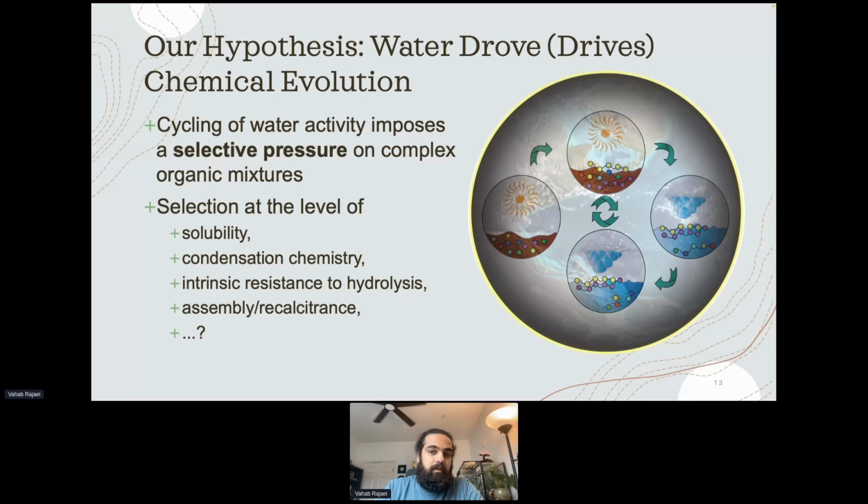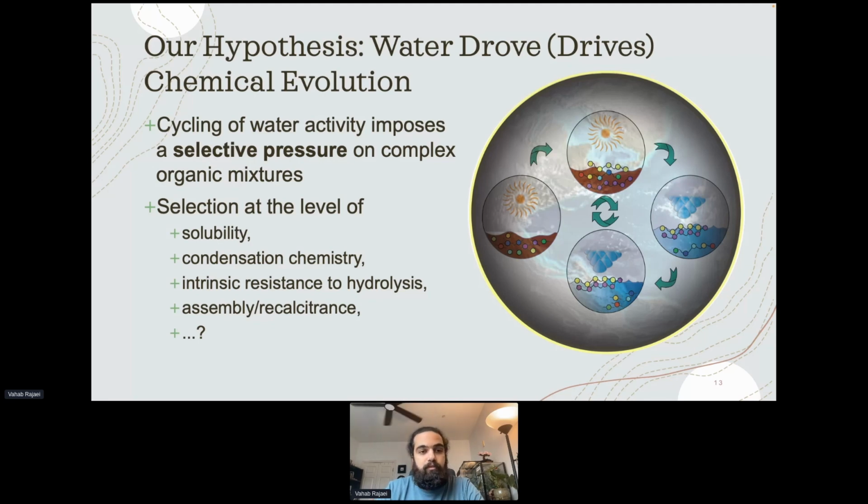Now that selective pressure can be imposed on a few different scales. One is at the scale of solubility, so what's able to even dissolve into water and what's not is going to be the first level of selection. We also need to consider the ability of the molecules that are going into solution to participate in the condensation chemistry needed to drive polymerization. After that, we need to consider resistance to hydrolysis. So there are different types of bonds that could form, and which ones are going to be able to resist hydrolysis better than others is a consideration, and there's going to be selection at that scale.